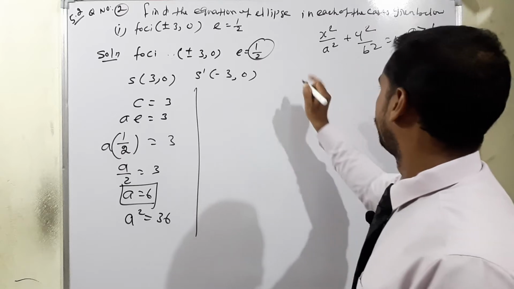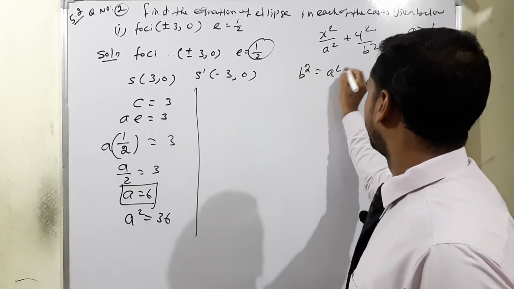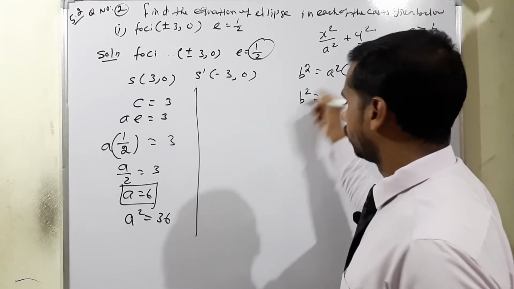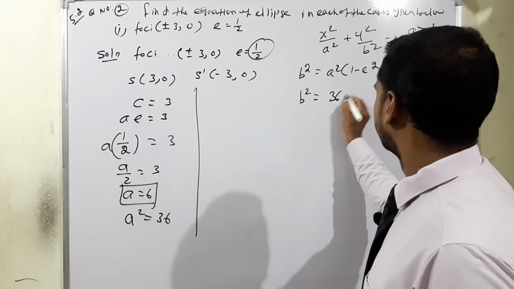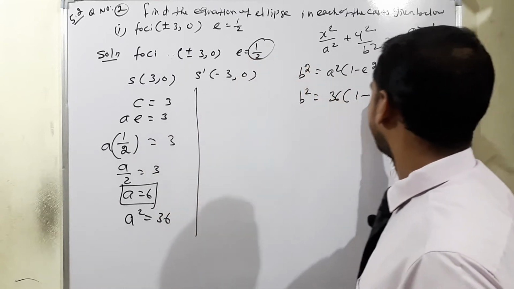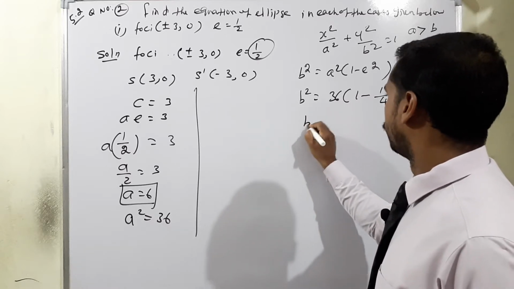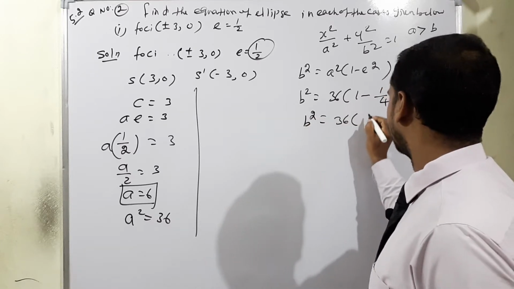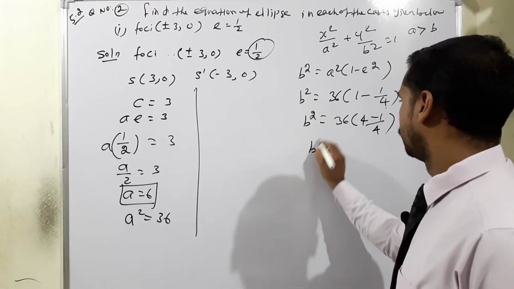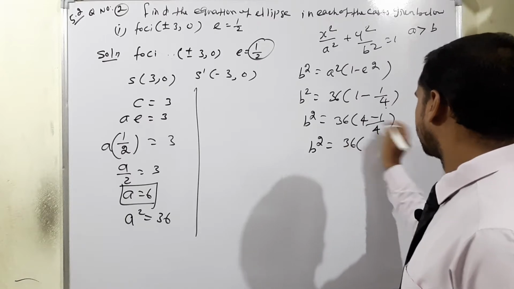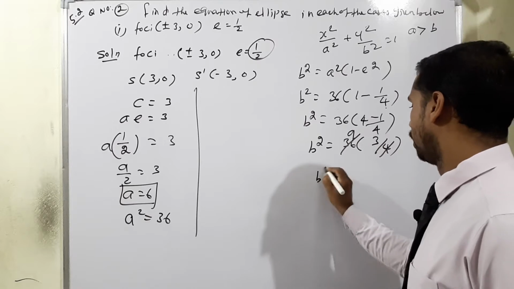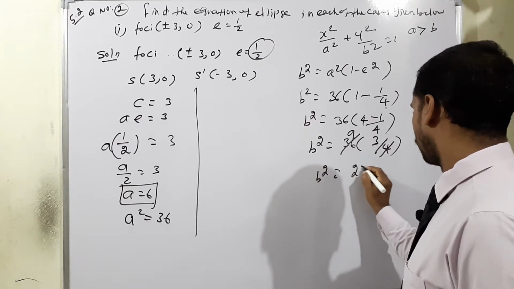So next we need B square. How to find B square? B square is A square into 1 minus e square. Now B square is equal to A square, which we know is 36, into 1 minus e square, where e is 1 by 2. 1 by 2 the whole square we can write as 1 by 4. Therefore B square is equal to 36 into 1 minus 1 by 4, which is 4 minus 1 divided by 4. Again B square is equal to 36 into 3 by 4. 36 and 4 cancel, which gives 9 times 3. Therefore B square is equal to 27.